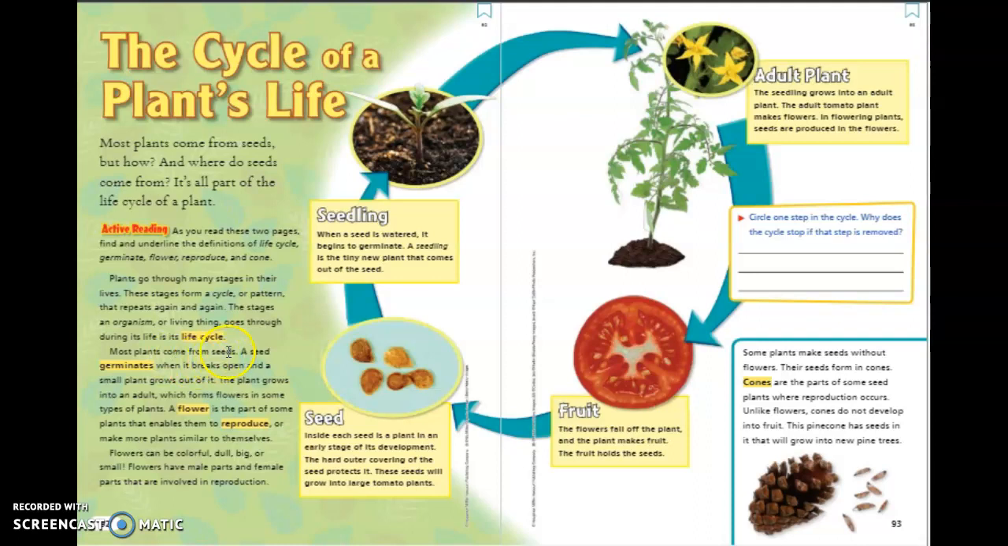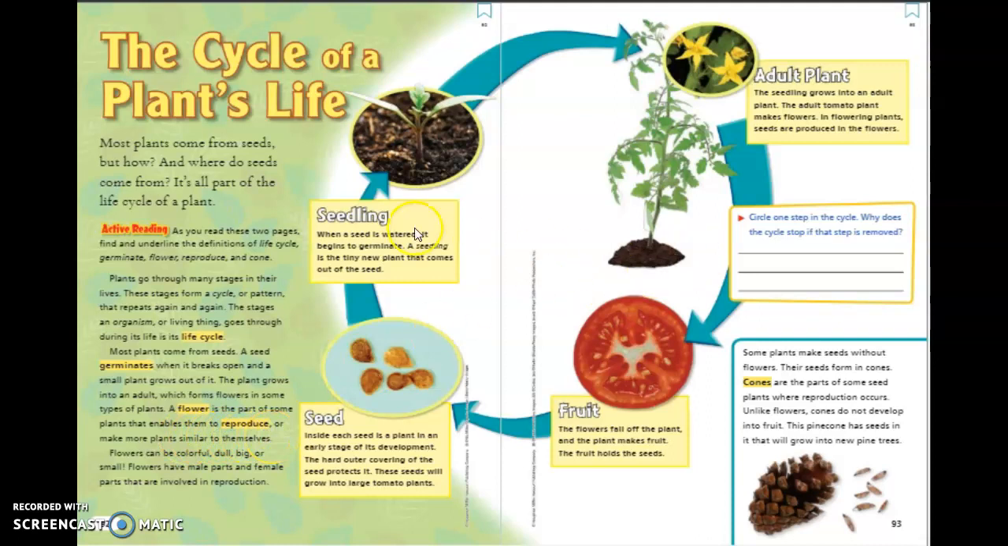For germinates, it's a seed that germinates. It breaks open, and a small plant grows out of it. A flower, you should have underlined, is the part of some of the plants that enables them to reproduce. And for reproduce, you should have put make more plants similar to themselves is what reproduce means.